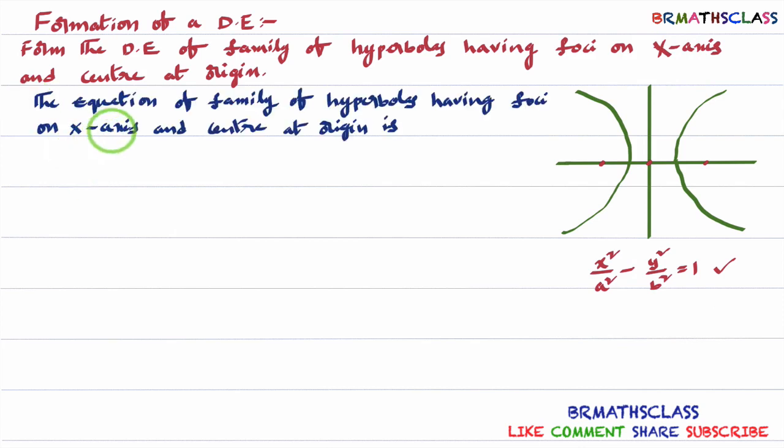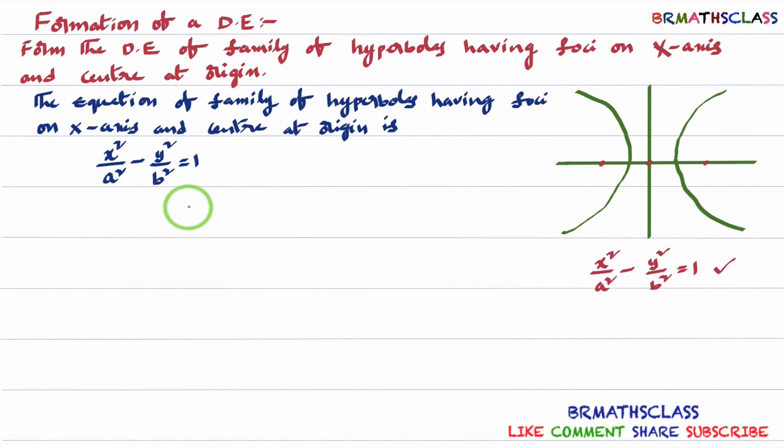What is the equation of hyperbola? The equation of hyperbola is x square divided by a square minus y square divided by b square equal to 1. Okay, now we need to form a differential equation from this curve. To form a differential equation, we will remember 3 steps. What is the first step? Number of arbitrary constants present in the given equation. We will identify the number of arbitrary constants present in the given equation. That many times we will differentiate.